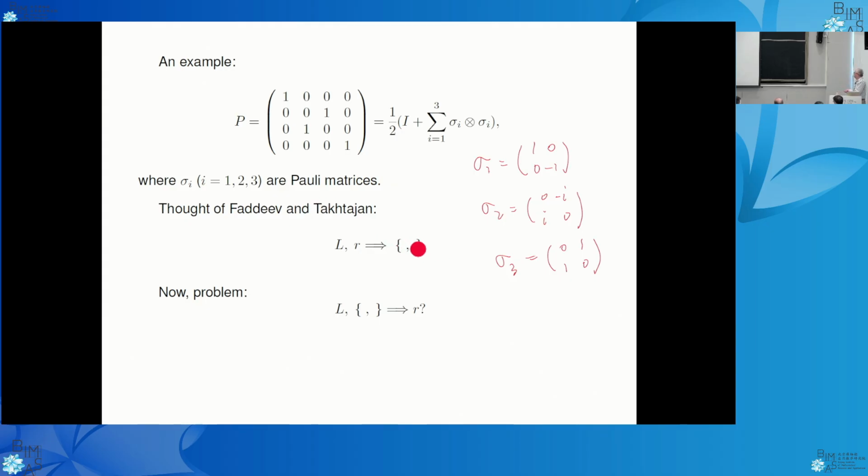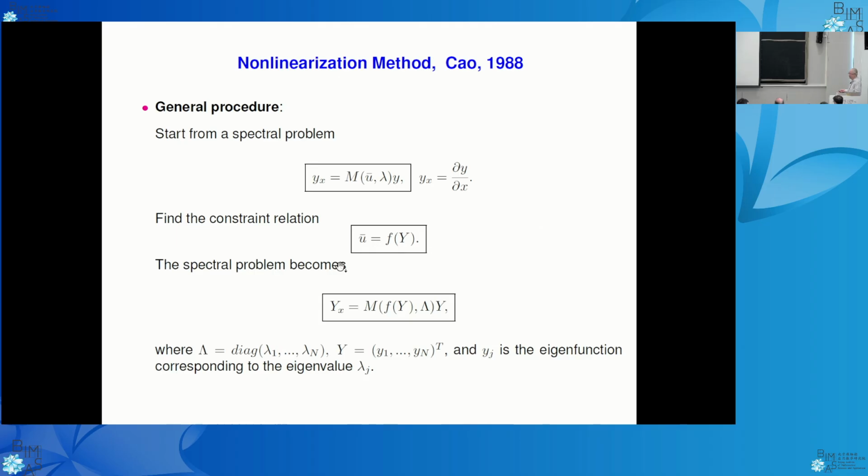Now, the question is, suppose we have a Poisson bracket and the Lax matrix L. How do we compute or construct our r-matrix? This is a major part of my talk. One of our ideas, using the method created by Professor Qiao called the nonlinearization method, is to establish a finite-dimensional integrable system. Let me give you the procedure.